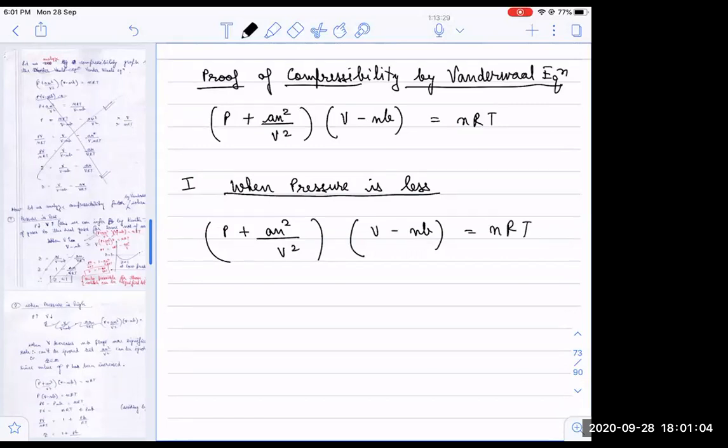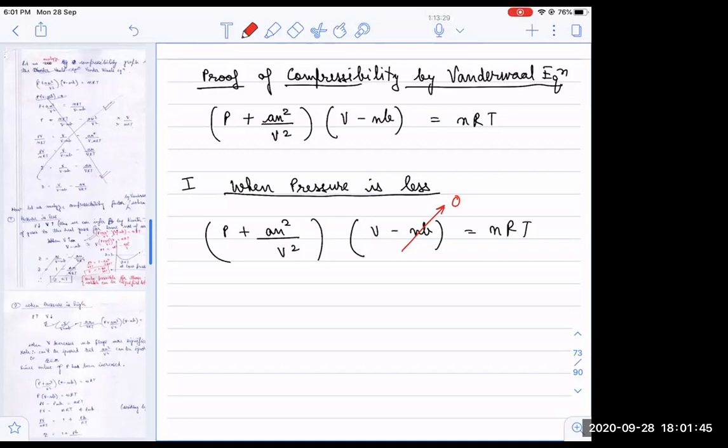Now please tell me, when pressure is very less, volume is very, very high. Am I correct? Is the volume of gas very, very high when the pressure is very, very less? Yes, sir. Okay, if that is the case, can I neglect this part? Can I assume it to be 0? Yes, sir. And nb becomes negligible. Yes, when the volume is extraordinarily high, I can assume the space occupied by the molecules is insignificant.